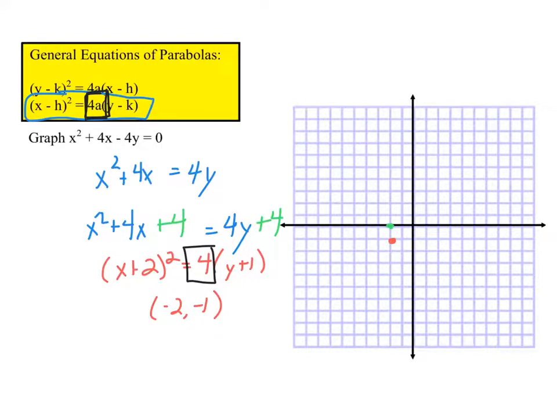So I should label these. There's my vertex and there's my focus. Of course, the directrix would be 1 unit the other way. So there's your directrix at y equals negative 2. And we could plug in some points here to see what y is. Maybe an x of 0. So we'd have 4 equals 4 times y plus 1. So of course we need 1 to equal y plus 1, so y is 0. So when x is 0, y is 0 right there.